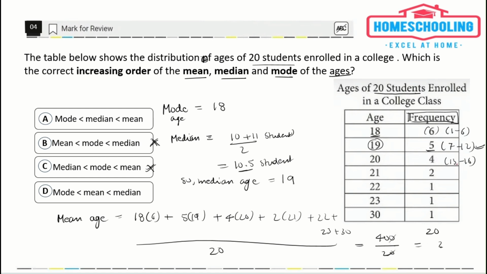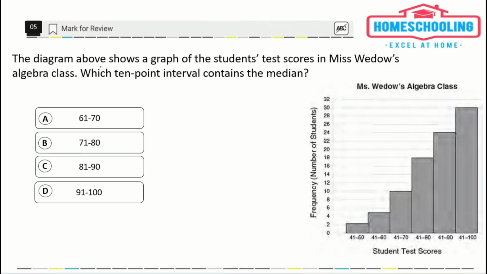So this is 20. As we can see, the mode is the smallest, that is 18. The median age is greater than the mode age, and the mean age is the largest among all three of them, that is 20. So option A, the mean is the largest, that is 20, is the correct answer. Now let's move on to the next question, question number 5.